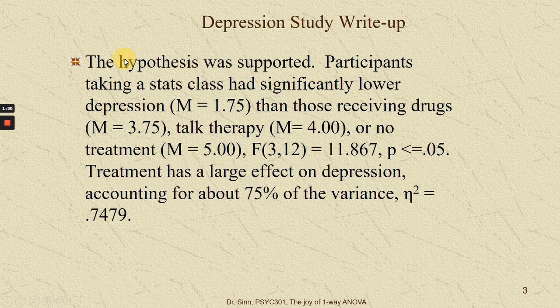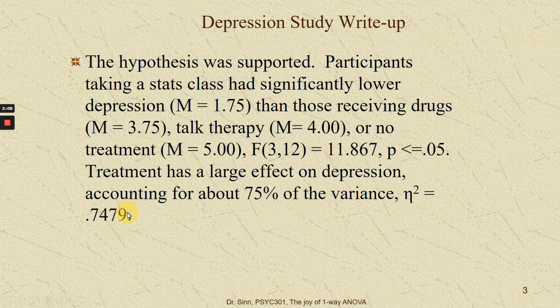Okay, so we'd start off and say the hypothesis was supported. Participants taking a stats class had significantly lower depression than those receiving drugs, given the mean, talk therapy, or no treatment. And then I summarize the statistic here, comma, p is less than or equal to 0.05. So you'll notice that we compared this one thing to these 3 things and say it's significantly lower. But notice I'm not saying that these other 3 things, the drugs, talk, or no treatment, differed significantly.